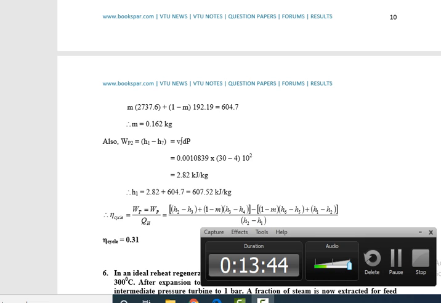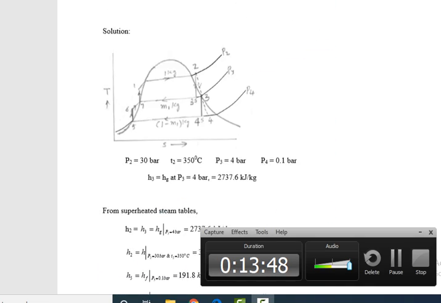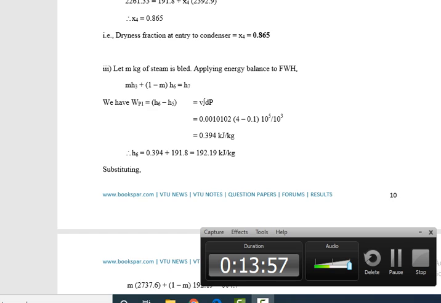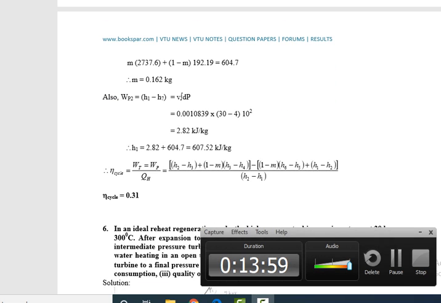And then again the same condition applies for pump 2: H1 minus H7. Again go to the diagram, H1 minus H7. This is the diagram. This is pump 2. This is the area indicating the pump work 2. Therefore, H1 minus H7 equals integration v dp. Then again find the value: pump work equals 2.82 kilojoule per kg. From this you have to again find out the value of H1 equal to Hf plus x Hfg, and then put the values. We are getting the H1 value.